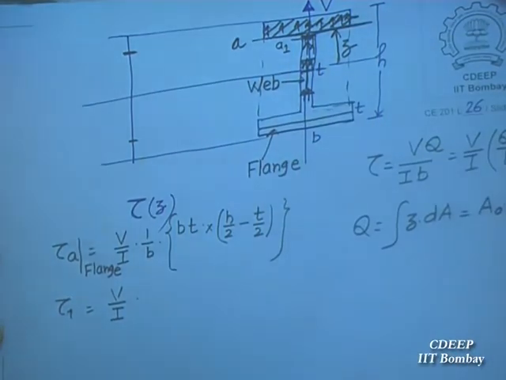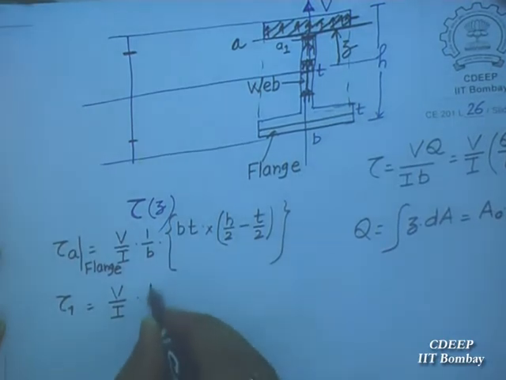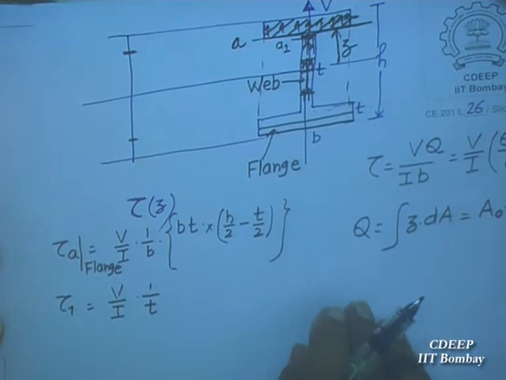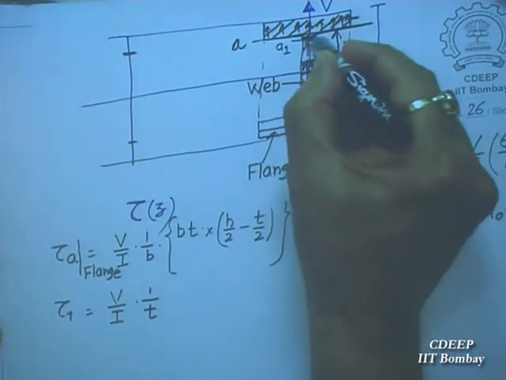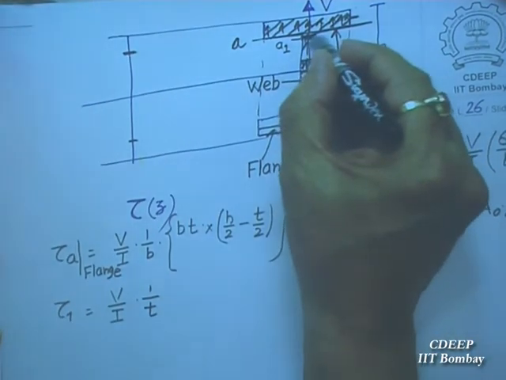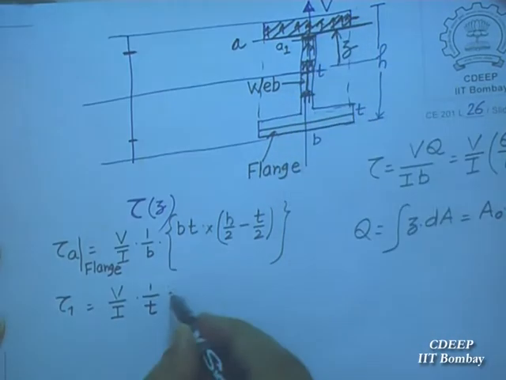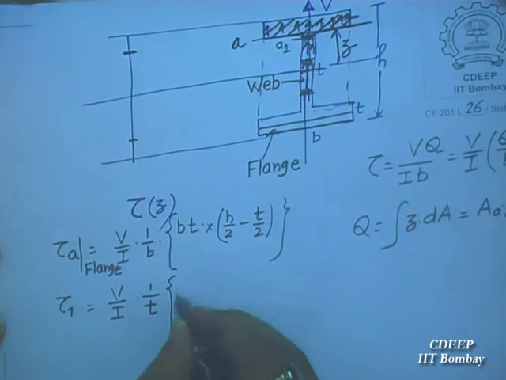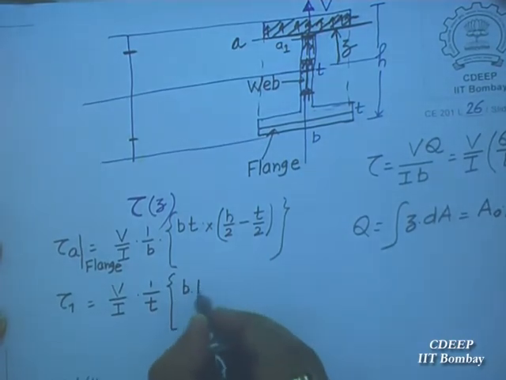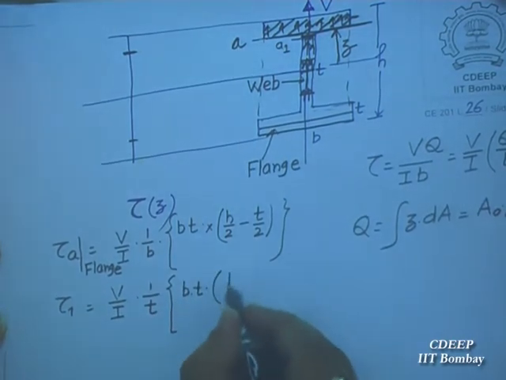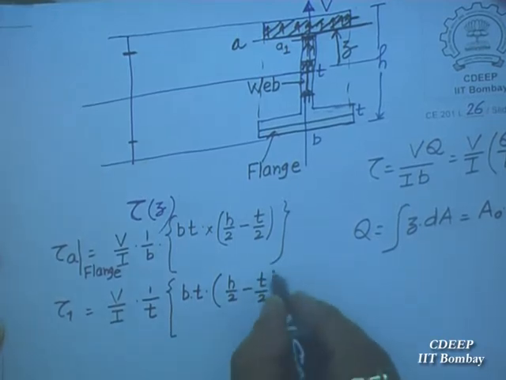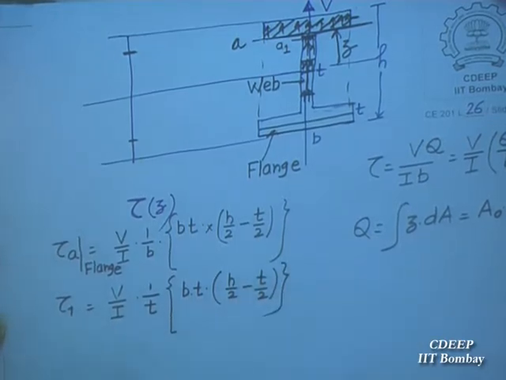So now this one will be equal to 1 by T, here the width will be T. Mind it, width here is T. Then the first moment, but this will not matter. That will still be remaining Bt into h by 2 minus t by 2. There is no change in this. So what has changed suddenly?